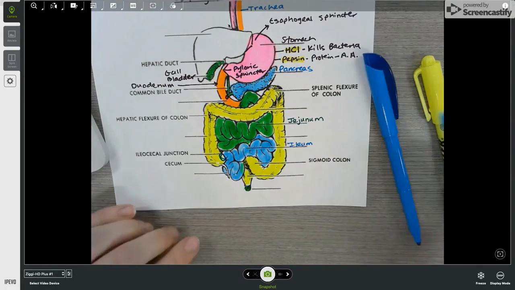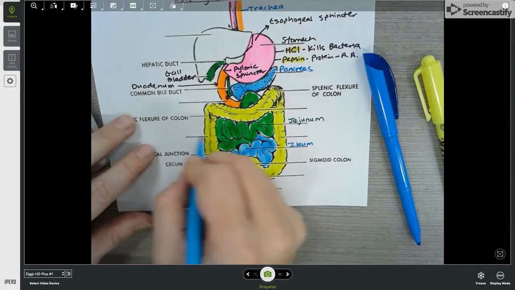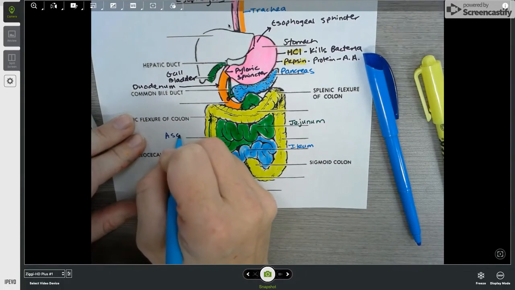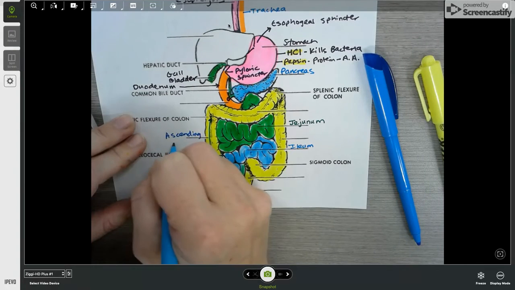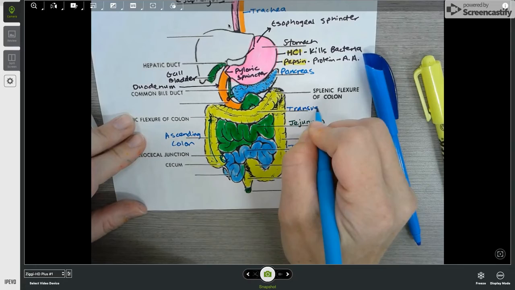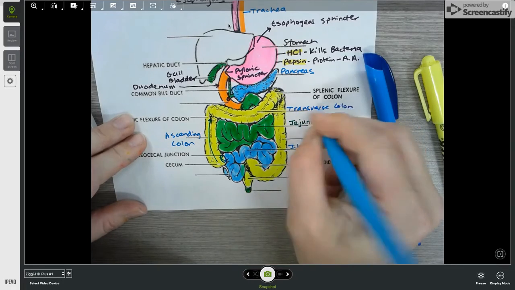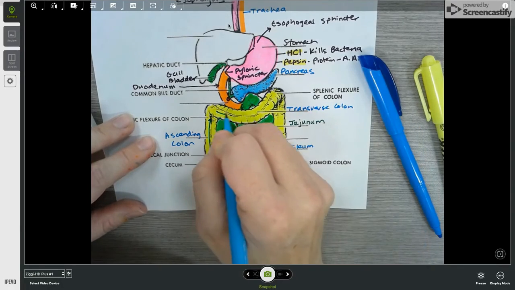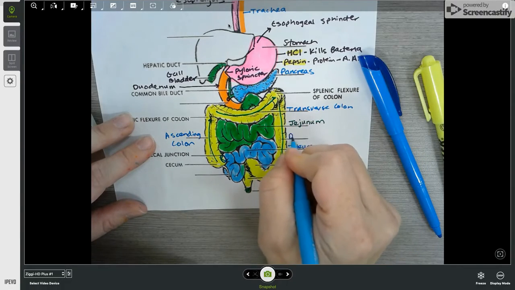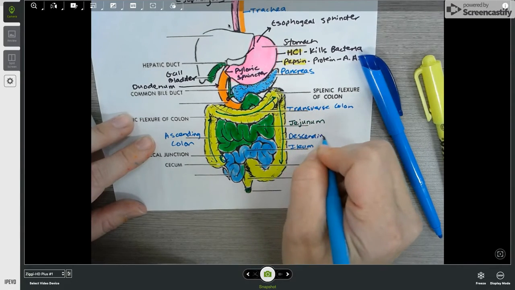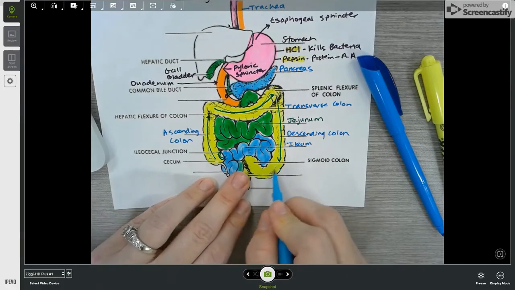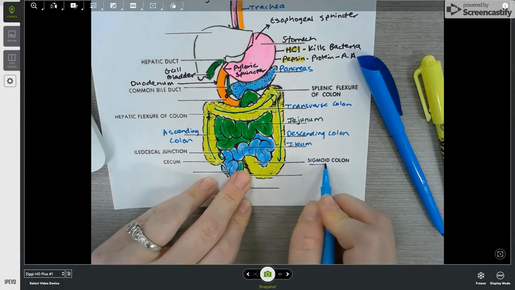Okay, so there are 3 directions that the large intestine travels. You have it first going up, so this is called the ascending colon because ascend means to go up. Here you have your transverse colon. And then it goes down, so this one's side to side. Going down is your descending colon. This region right here, that is somewhat horizontal, is called your sigmoid colon.